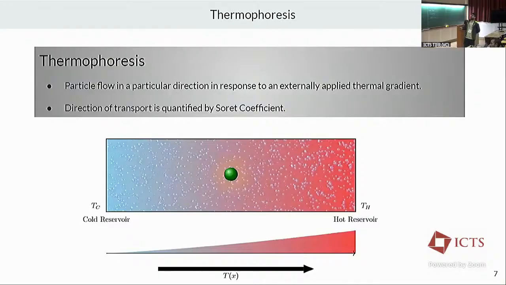If you look at this picture, I have a colloidal particle which is immersed in a fluid, and on one side of the fluid, suppose I attach a cold reservoir, and on the other end I attach a hot reservoir. So what would happen is that there would be emergence of a temperature gradient, and it is seen that some particles in response to this temperature gradient move in the colder direction. This is called positive thermophoresis, whereas few other particles, they move towards the hotter reservoir. That is called negative thermophoresis.